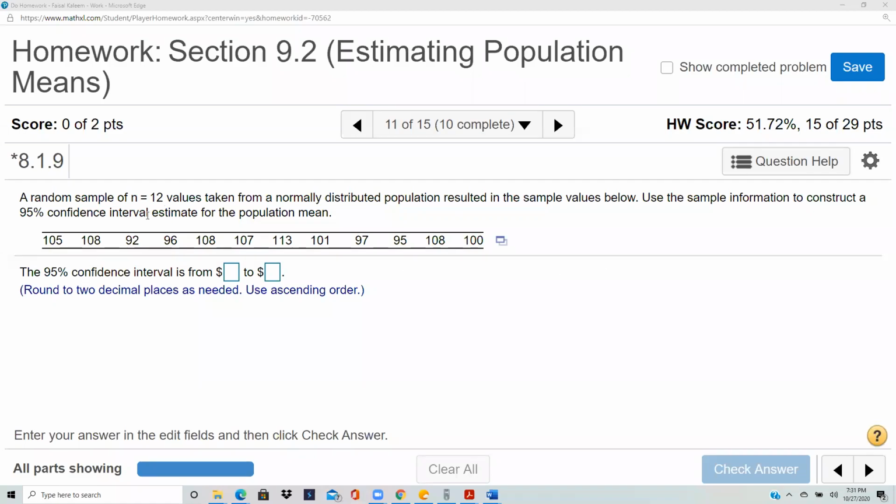A random sample of 12 values is taken from a normally distributed population, resulting in the following sample. Use the sample information to construct a 95% confidence interval estimate for the population mean. And remember, when you are making a confidence interval for the mean, you use t-stats. And this one is with data, so you copy the data. You need 95% confidence.